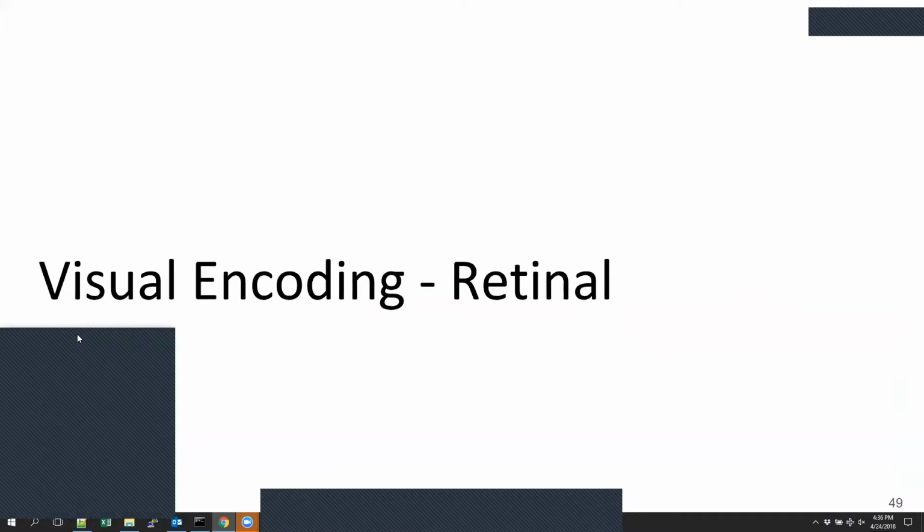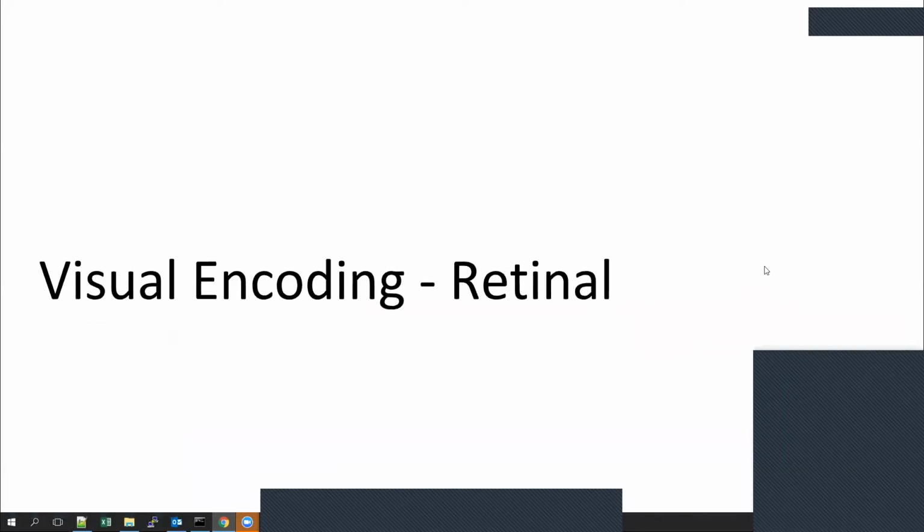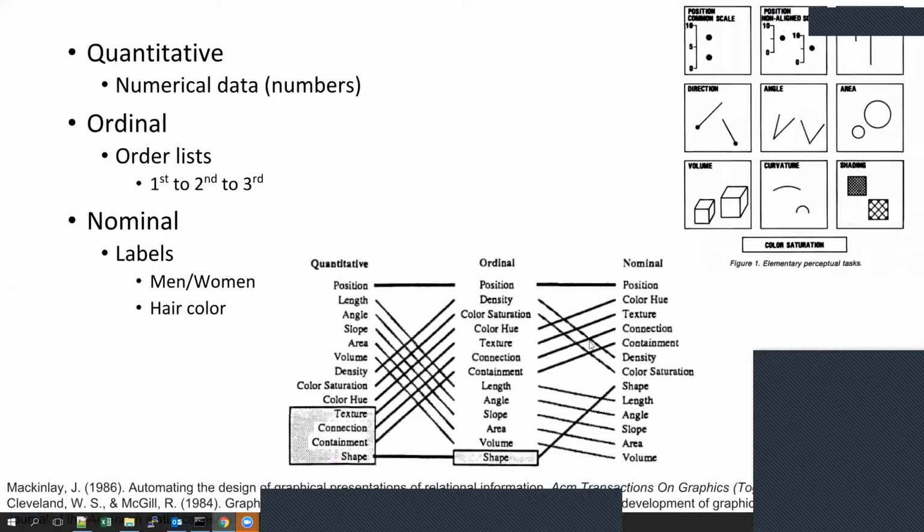Next, we go into the idea of retinal variables, which are also called visual variables. This is where we're talking about changing things like color or shape or size. So we can use spatial relationship for one dimension and then use these different shapes, colors and sizes as another dimension to showcase information. Again, I just wanted to highlight these two graphics and show where these lie on these different scalings.